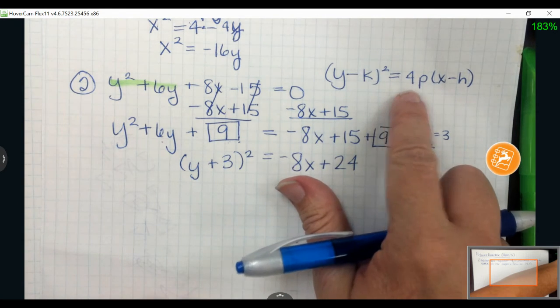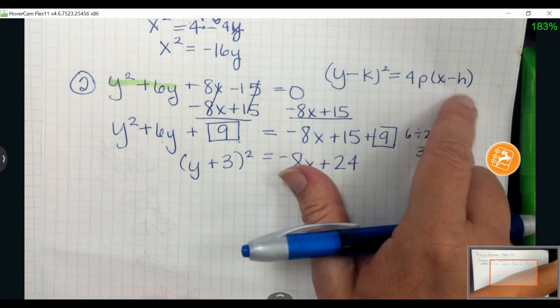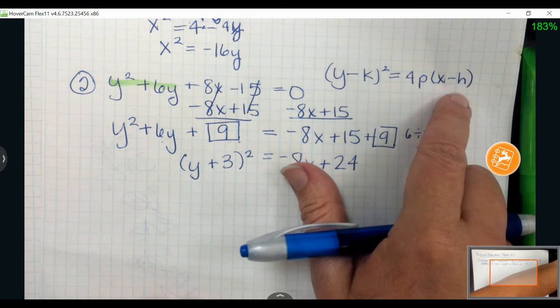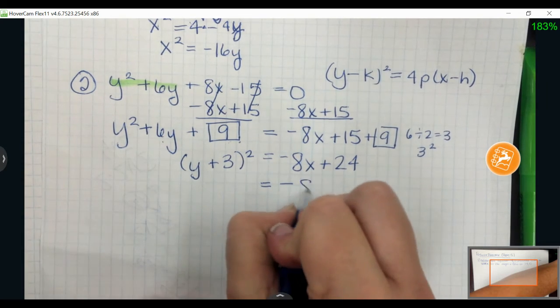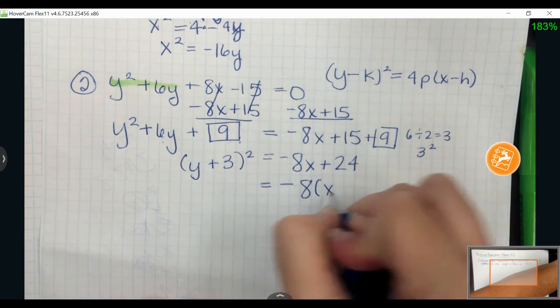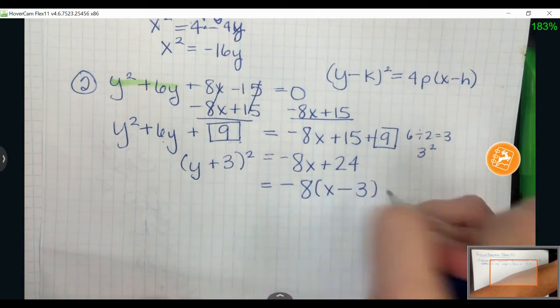Now, to make it fit this form, I need x minus h to be in parentheses. I need to have factored out a GCF. Anything that's in front of that x needs to come out. Negative 8 gets factored out, and this becomes x minus 3.